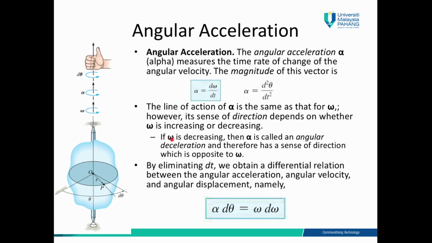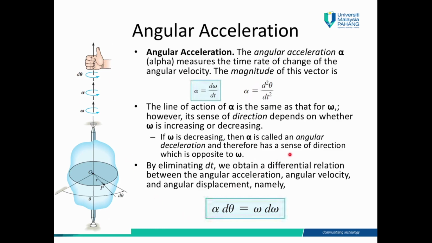If your angular velocity is decreasing, meaning it becomes smaller and smaller, then alpha, the angular acceleration, will have the opposite direction, meaning if the angular velocity is upwards, then your angular acceleration will be downwards. If your angular velocity is increasing, meaning it becomes bigger and bigger, then your alpha, your angular acceleration, will have the same direction as your angular velocity and angular displacement.